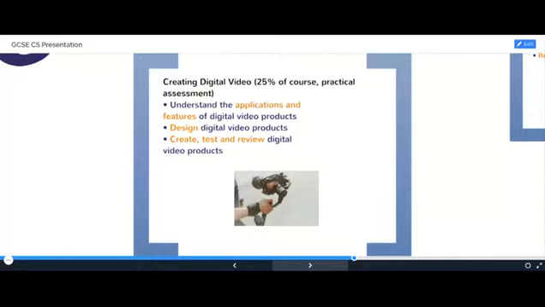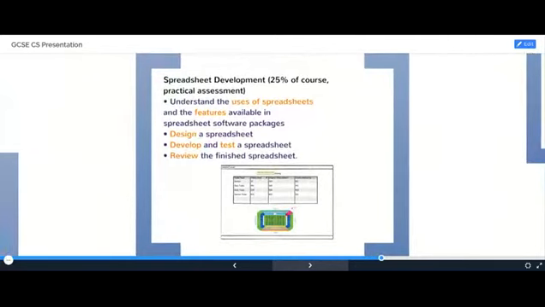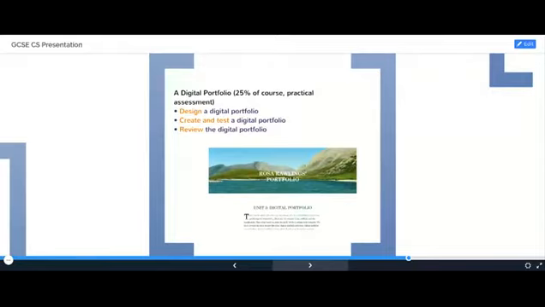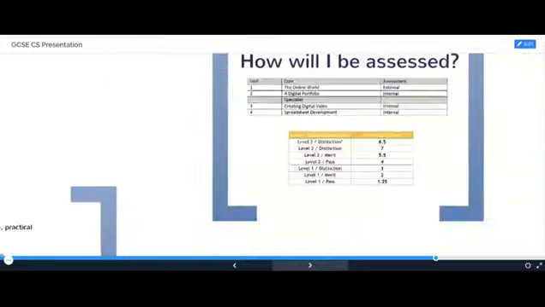Firstly, digital video, the opportunity to create your own design and create your own digital video product. Spreadsheet development, where you'll learn about spreadsheet modeling. And finally, a web design project where you'll build a digital portfolio to showcase the work that you've produced throughout the course.